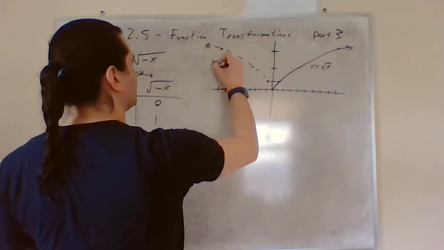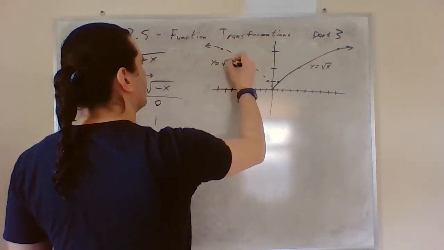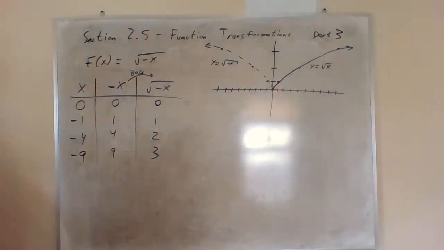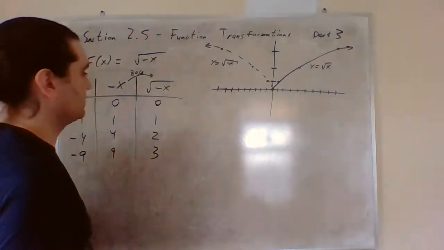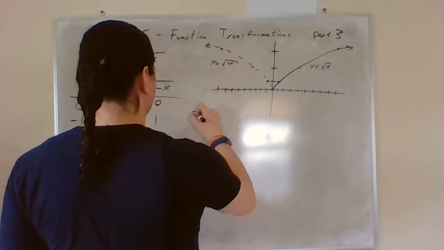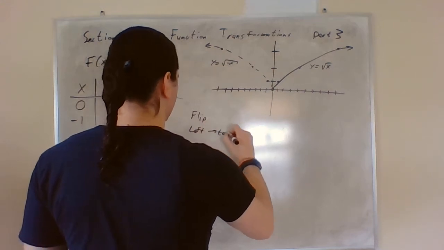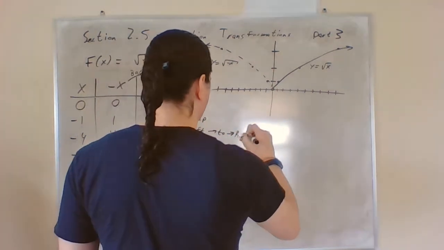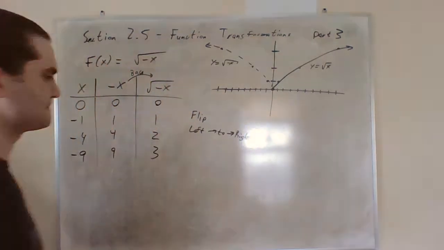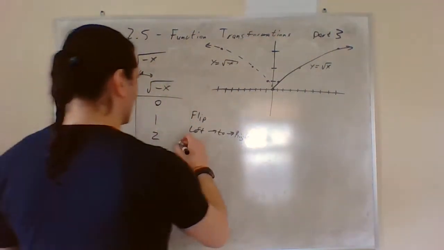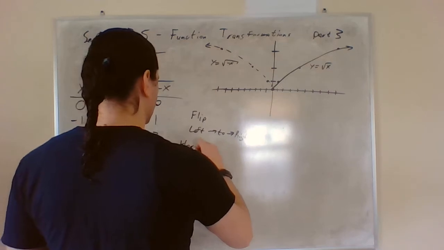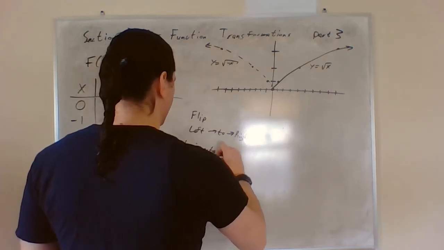This is how you get functions to flip left to right. You put the negative sign on the inside of the function. So again, my words for this are flip left to right. The book's word for this is horizontal reflection.